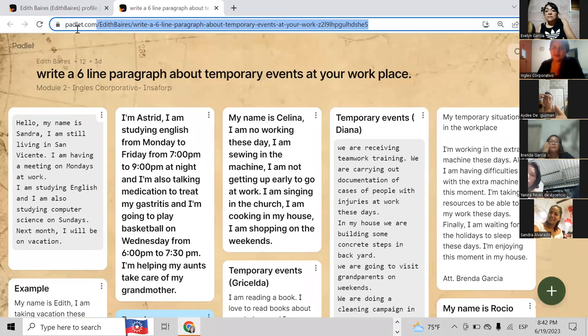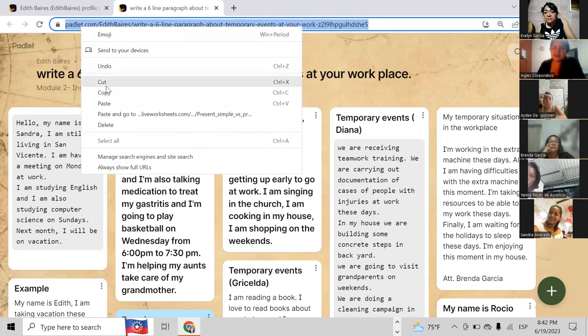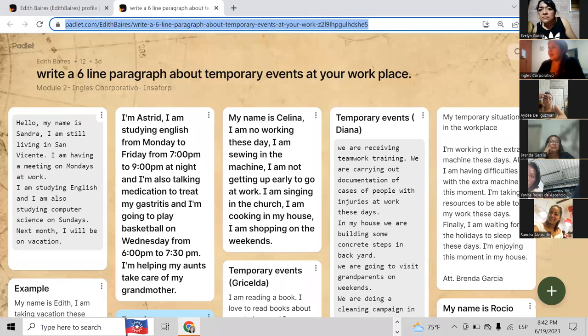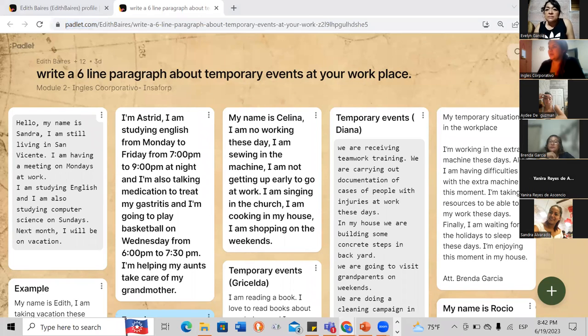¿Pueden leer sus párrafos otra vez? And we're going to make a conversation about temporary activities with someone. So let me send it to your WhatsApp again. ¿Puede tomar información de su párrafo o del párrafo de su compañero? To make the activities. Let me give you 15 minutes para organizarlos y que vayan iniciando a trabajar, okay?